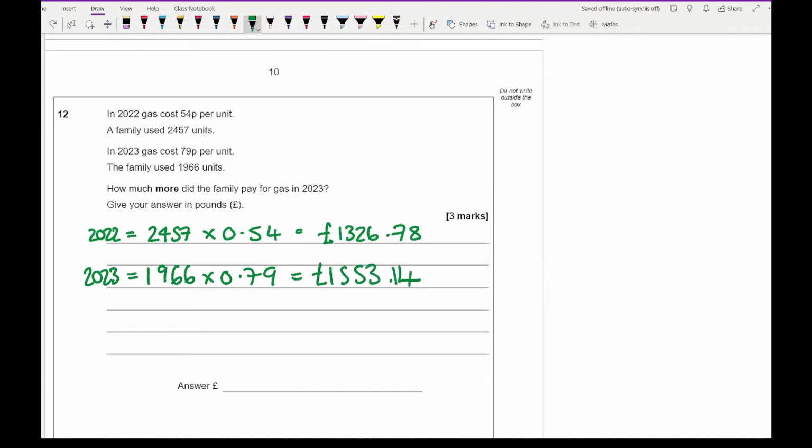And then what I want to do is work out the difference. So the difference is going to be 1553.14 take away 1326.78, and if I just quickly type that into my calculator, I get an answer of £226.36.